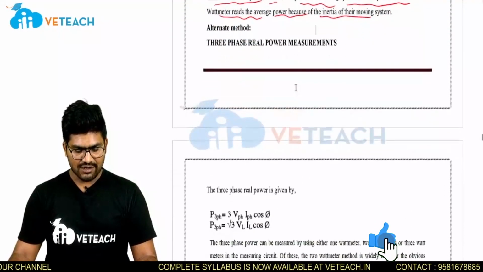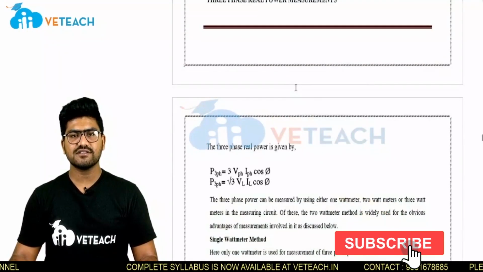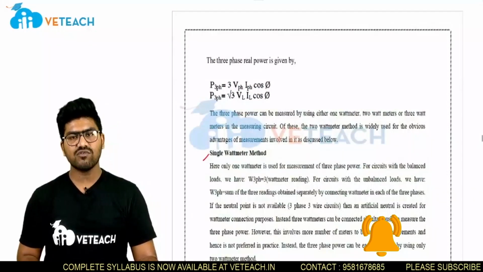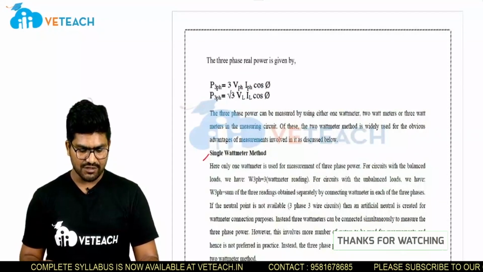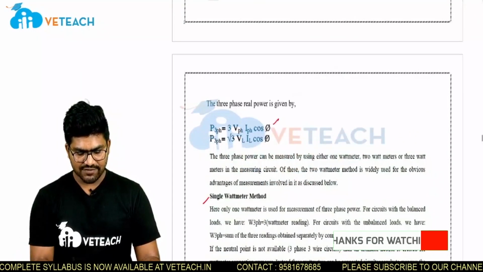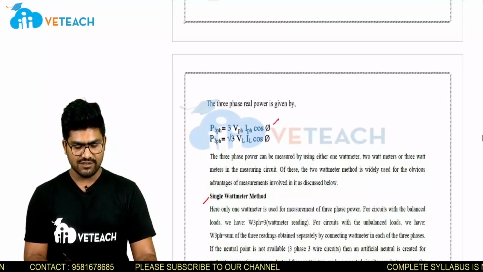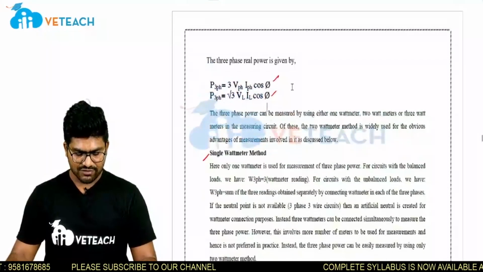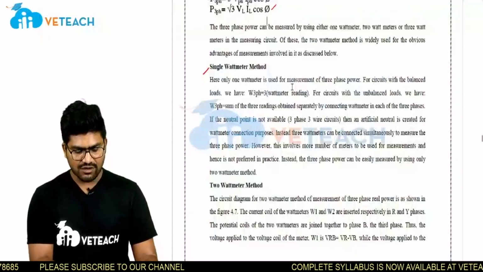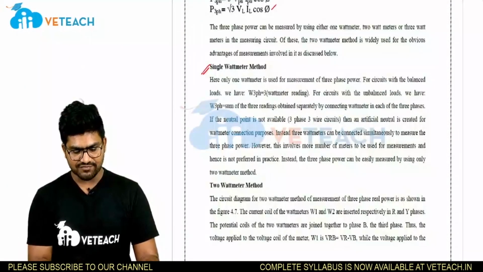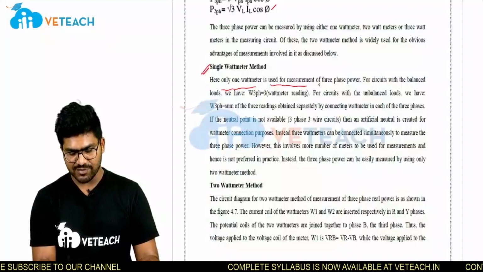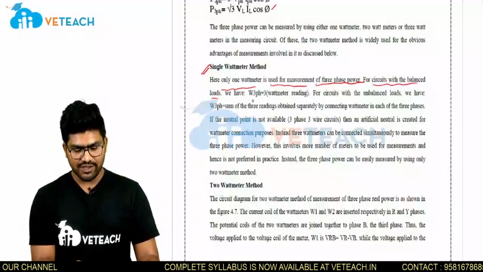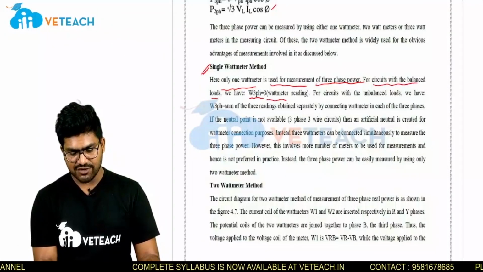So what are the alternate methods of 3-phase power measurement? There are 3 methods: single wattmeter method, double wattmeter method, and 3 wattmeter method. We already know that 3-phase power is equal to V phase I phase cos phi, and in terms of line voltages it is root 3 VL IL cos phi. So how do we calculate using the single wattmeter method? Here only one wattmeter is used for measurement of 3-phase power for circuits with balanced loads, and 3-phase power is 3 into the wattmeter reading.